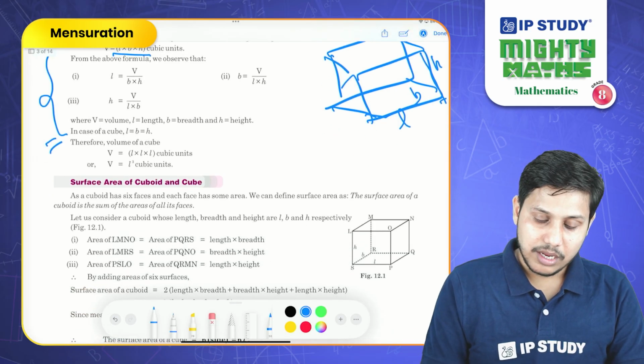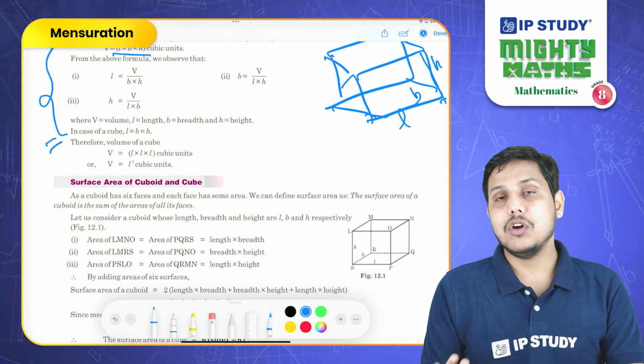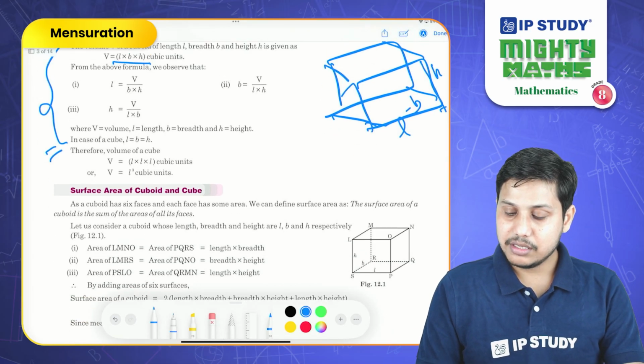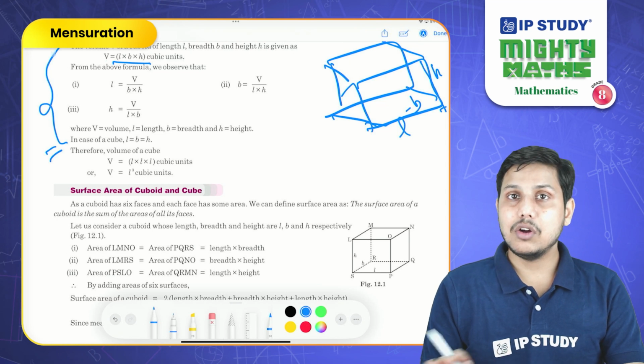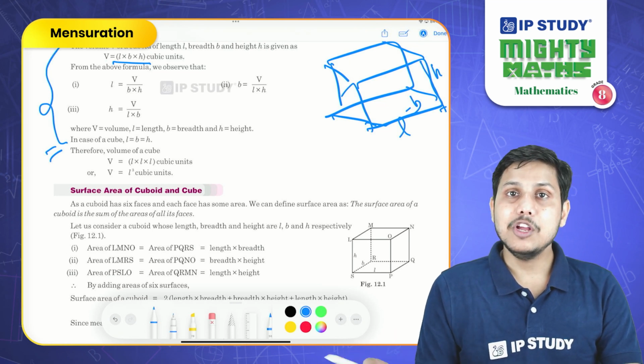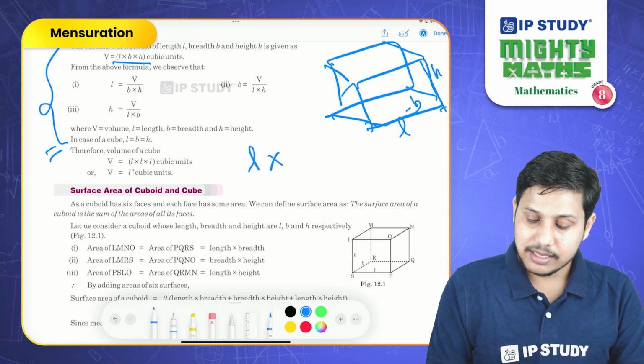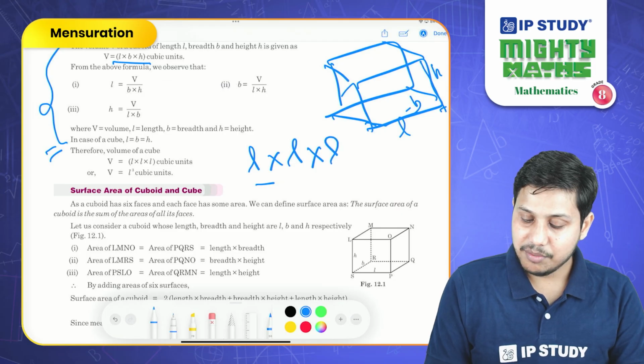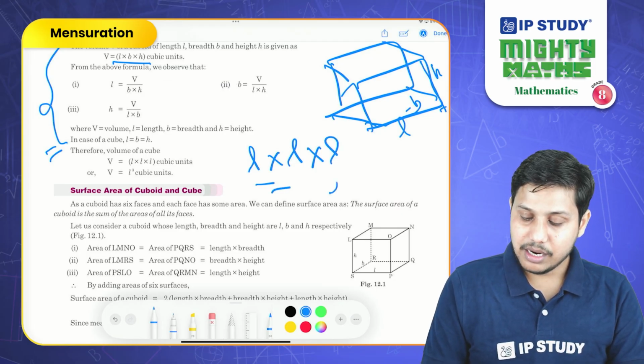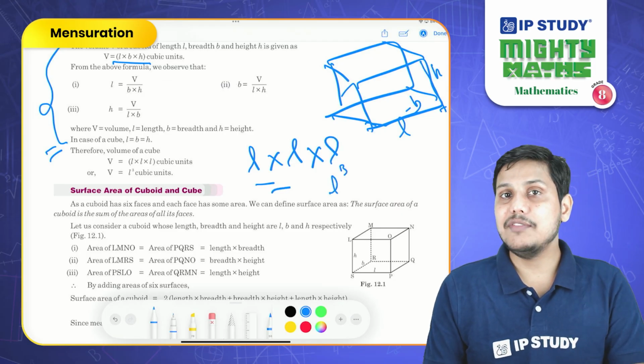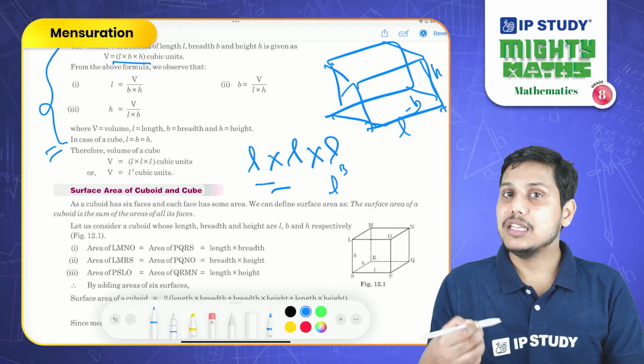Yes, now in case of cube, as all the sides are equal, it means length, breadth and height, all 3 dimensions are of same value. So in that case, length, breadth and height will be same, and it will become L cube. It means L will be multiplied with itself 3 times.